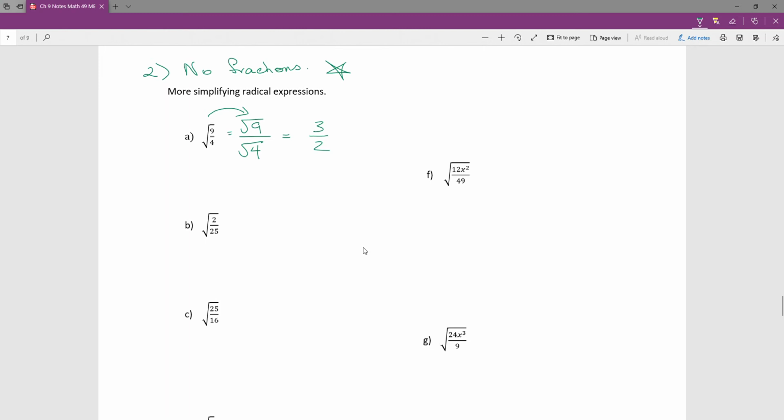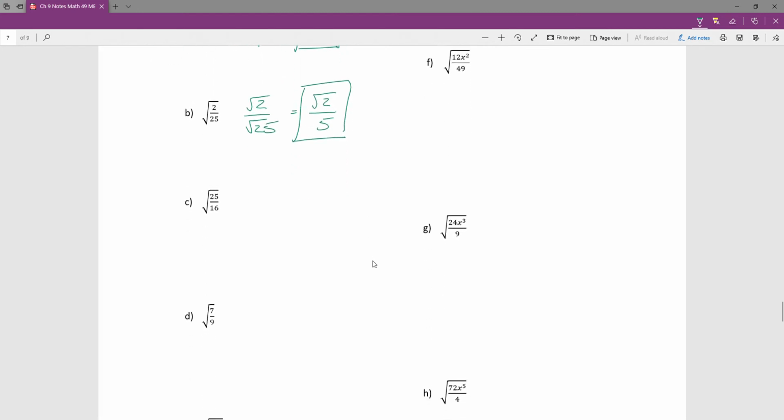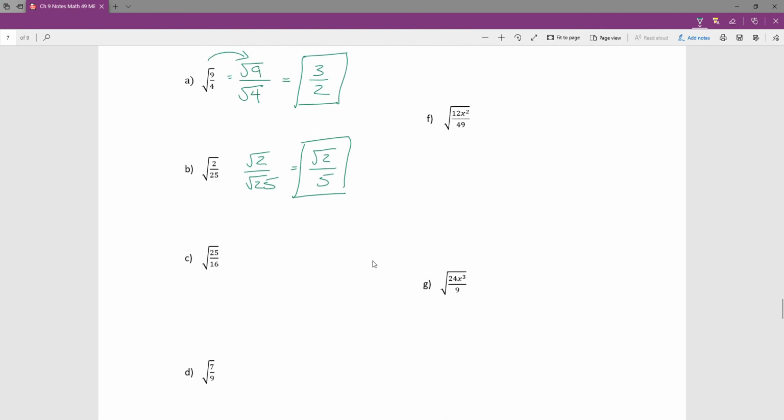So for B, I could do this one. I could break it up as root 2 over root 25. Can't do much with root 2. I'm going to just leave it as an irrational numerator, but I can take the square root of 25 to give me root 2 over 5. I'm just going to work through these ones. We've got a couple more number ones, and then we'll go through the letter ones over on the side.